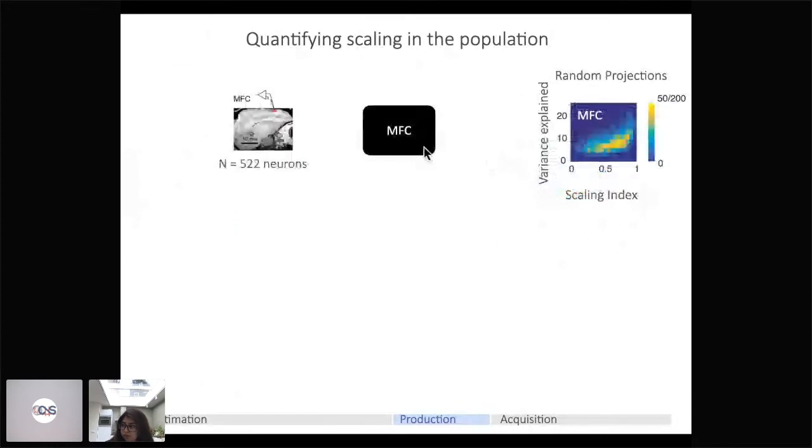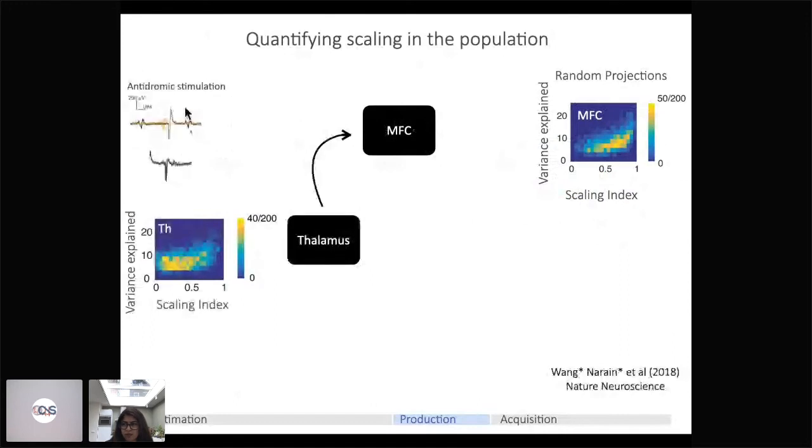What we can also do is identify the thalamic inputs to the mediofrontal cortex through antidromic stimulation. And we can perform the same analysis on those identified neurons. In that case, we would find that the peak of this distribution looks fundamentally different from the cortical population, and the mass of the distribution is between 0 and 0.5. So at the very least, we can say that the cortex is not inheriting this directly from thalamic input.